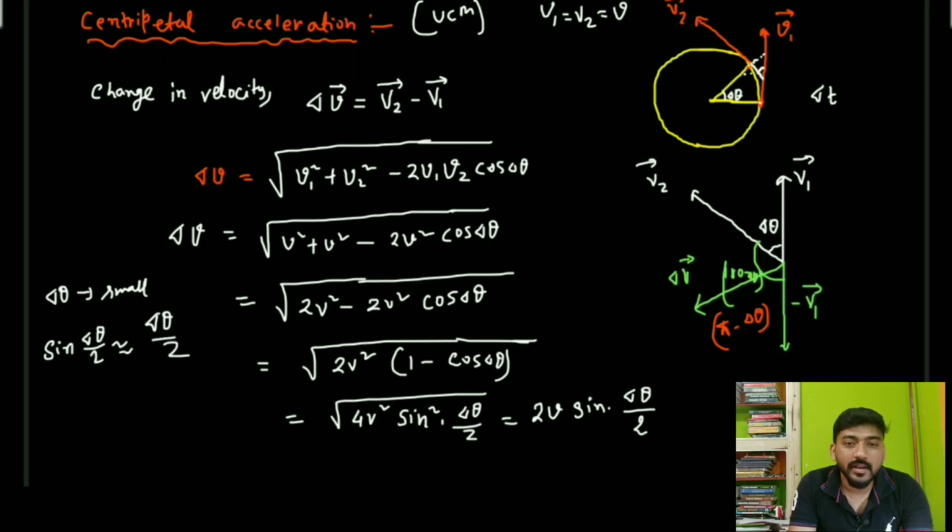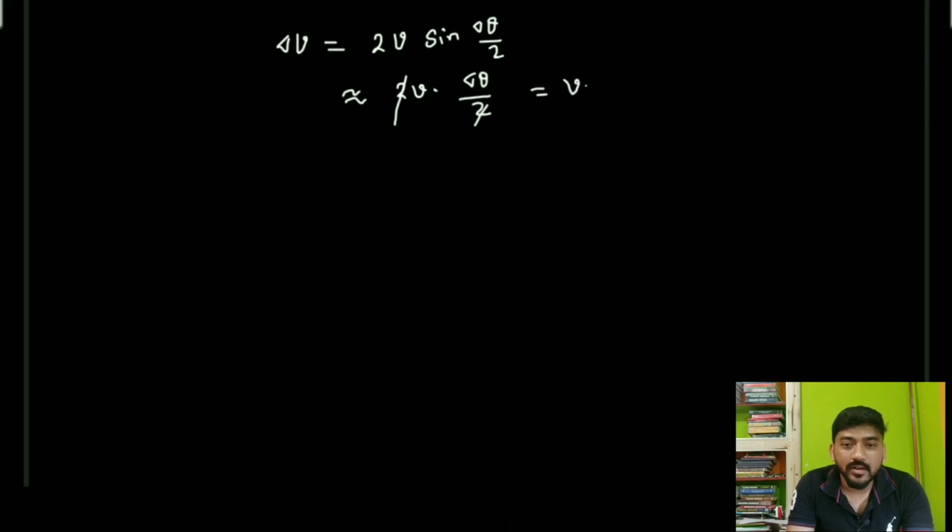So finally delta v is equal to 2v sin delta theta by 2, approximately equal to 2v into delta theta by 2. Now this 2 will be cancelled out, so it will be just v into delta theta. So we get the change in velocity delta v equal to v into delta theta.